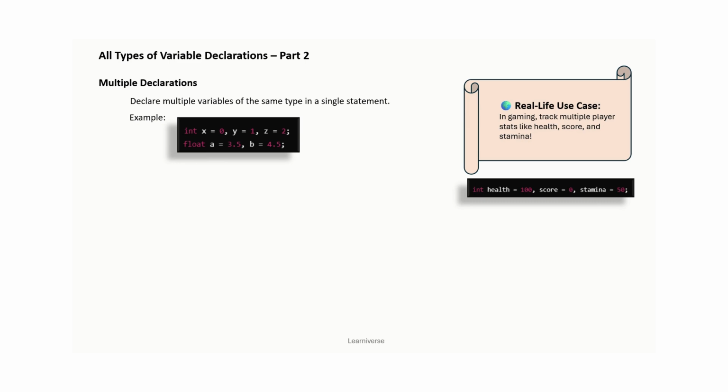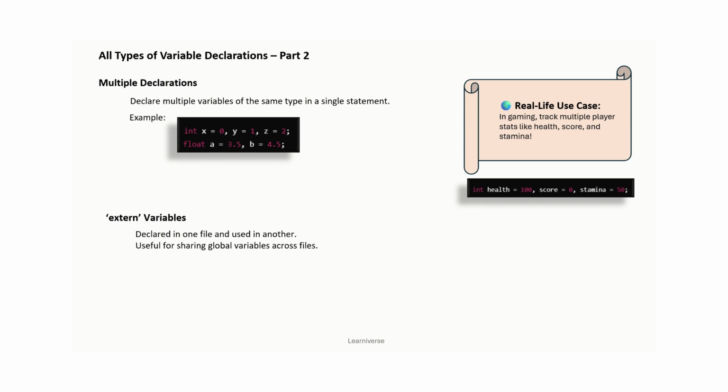Next one is multiple declarations. Here we are declaring several variables of the same type in one line. Here you can see we are declaring 3 integer variables in one line, and similarly 2 floating point variables in one line. We can correlate it with one real life example. In gaming, we can track multiple player stats like health, score and stamina. Here you can see the declaration of that.